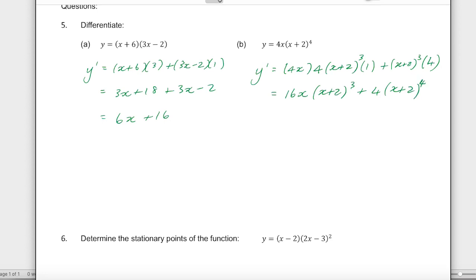Oops, just a little error there. Okay, so we can take out some common factors, and have a solution of 4 with x plus 2 cubed and 5x plus 2.